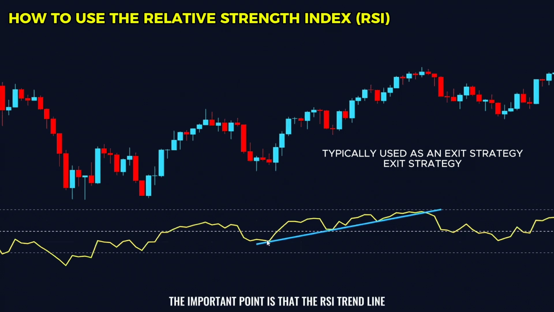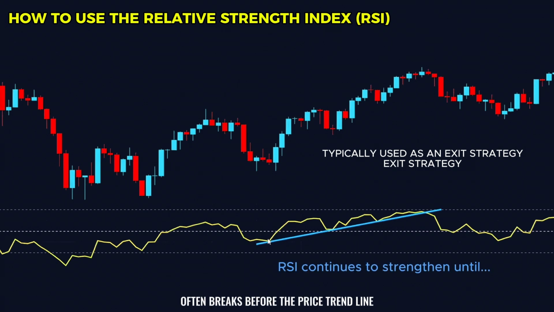The important point is that the RSI trend line often breaks before the price trend line. Because of that, it can give us an earlier warning that momentum is changing. Of course, we should never rely on the RSI trend line alone. We should always combine it with price action before making a trading decision.